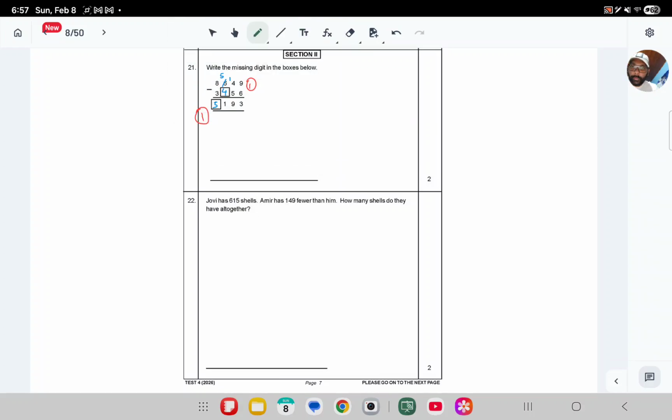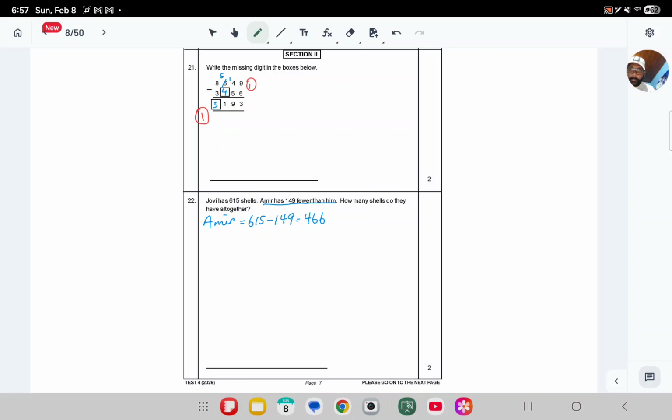Number 22. Jovi has 615 shells. Amir has 149 fewer than him. How many shells do they have all together? So based on this, we don't know how much Amir has, but we know he has 149 fewer, which means it's less. So we want to calculate Amir's number first. So that will be 615 take away 149 and we'll remain with 466 shells.